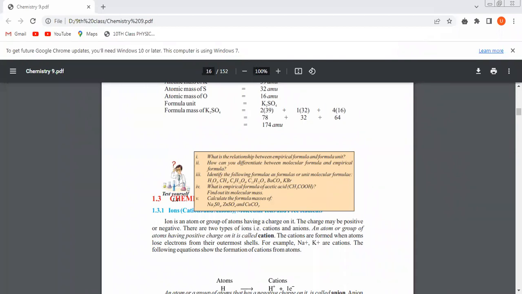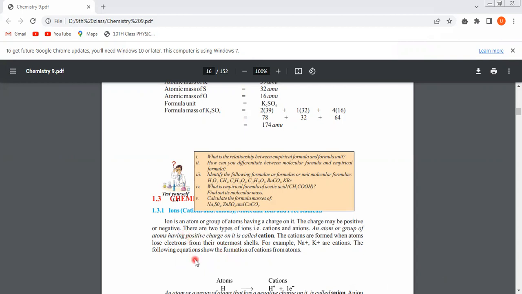Chemical species: ions, cations and anions, molecular ions, and free radicals. An ion is an atom or group of atoms having a charge on it. The charge may be positive or negative. There are two types of ions, cations and anions.